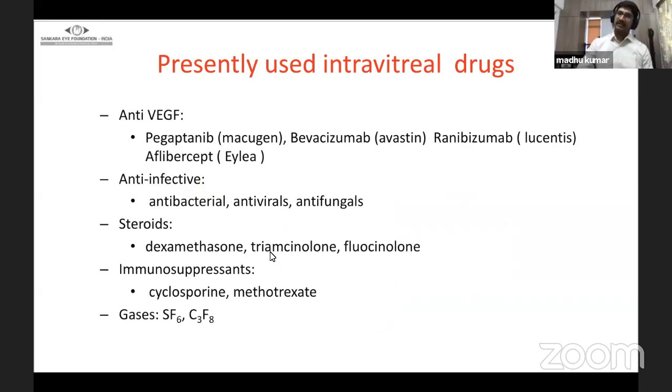So coming to the presently used intravitreal drugs, though pegaptanib sodium was the first one which was started, we don't use it now. The bevacizumab, that is Avastin, the ranibizumab and the aflibercept, and now the conbercept and the brolucizumab are in the pipeline. The anti-infectives, we have antibacterials, antivirals, and antifungals. The steroids: dexamethasone, triamcinolone, fluocinolone. The immunosuppressants like cyclosporine, methotrexate. The gases like SF6 and C3F8. So a host of these drugs can be given intravitreally.